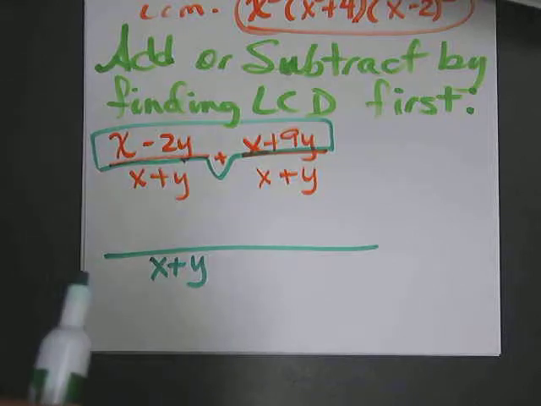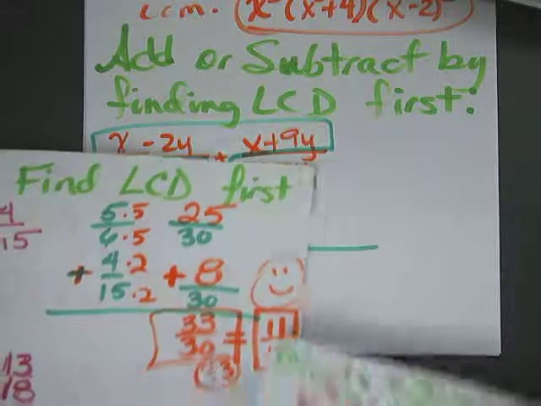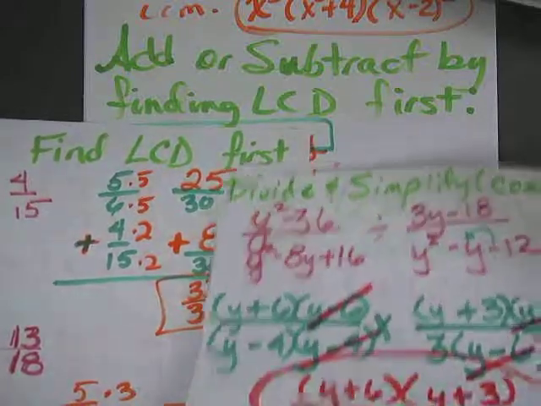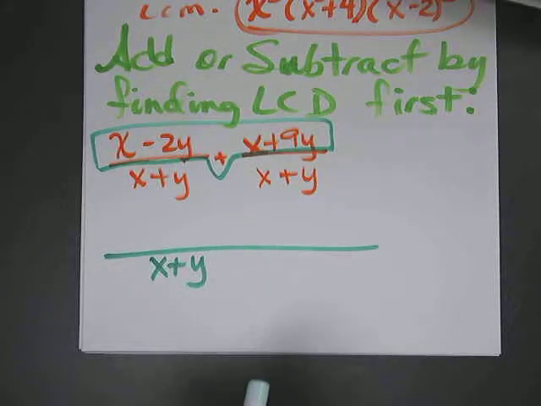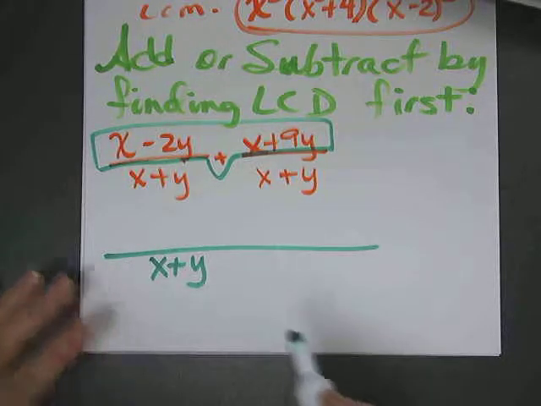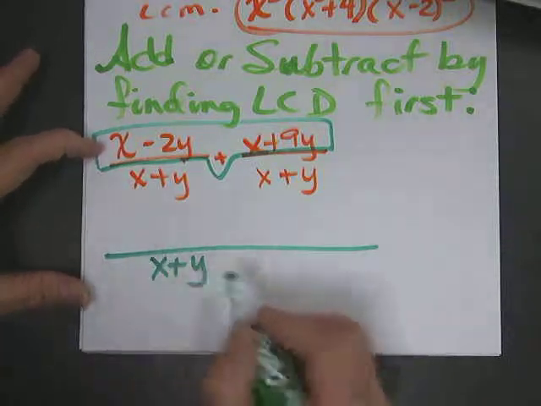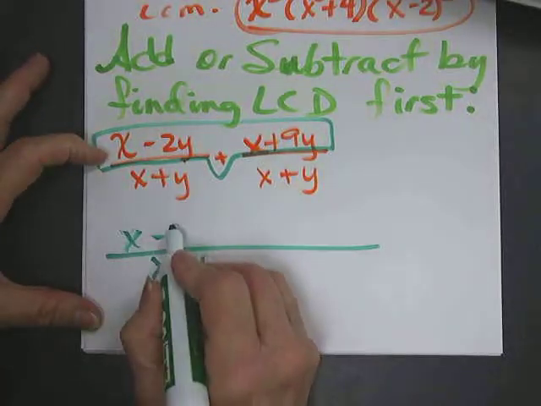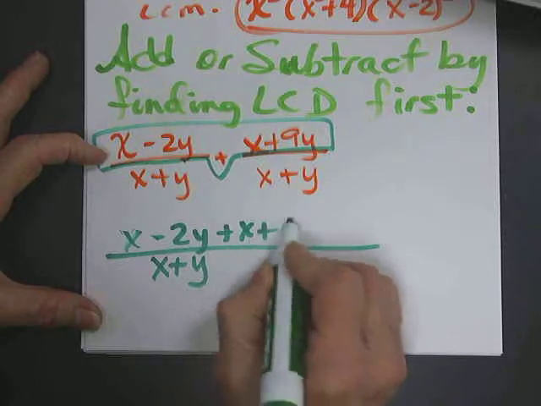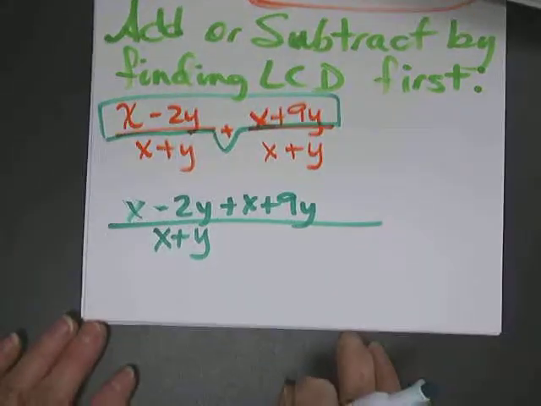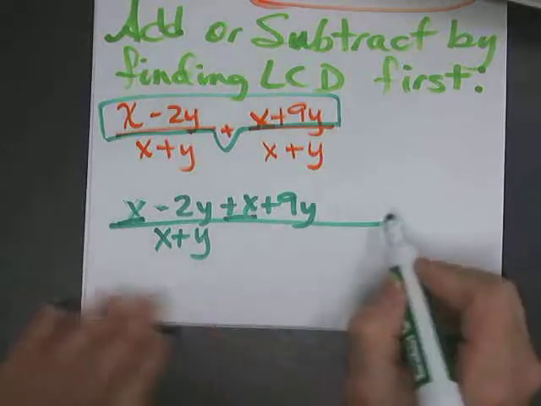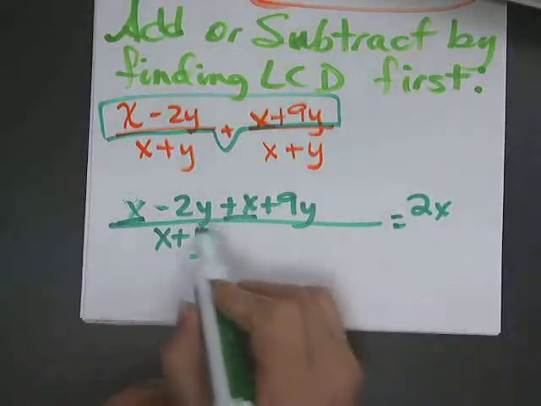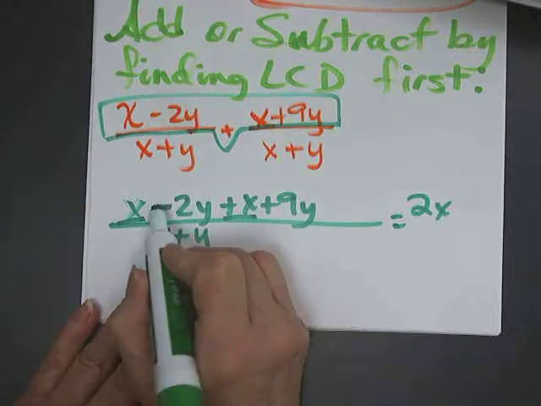Okay, do we have a common denominator here? Yeah. The common denominator is x plus y. So we can just add the tops, right? Just like when we had a common denominator with numbers, we just added the tops. Once we got that common denominator, we just did 25 plus 8, right? And then we simplify. So make sure you simplify, if there's a way to simplify it.